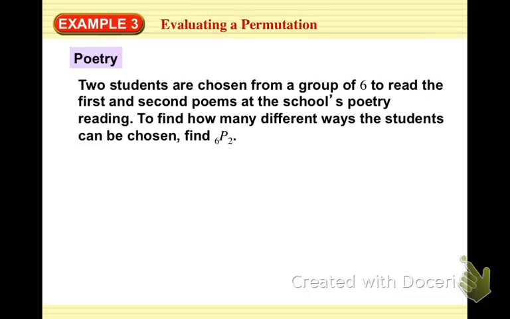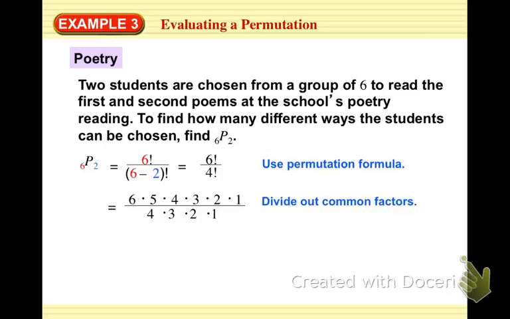2 students are chosen from a group of 6 to read the first and second poems at a school's poetry reading. To find how many different ways the students can be chosen, find 6 things taken 2 at a time. So the permutation of 6 things taken 2 at a time. Again, you can use the formula, or a much easier way, I think, is to just multiply the 2 things together, because if you have 6 things taken 2 at a time, this r tells you how many factors you end up multiplying together. This n tells you where the factors start, and then you can get your answer. That's a much simpler way to show your work and understanding of this more complicated formula.